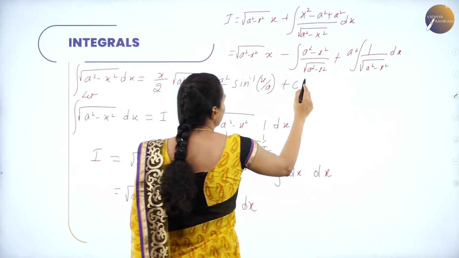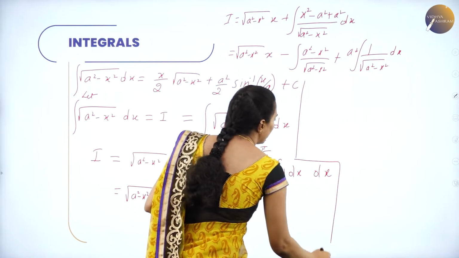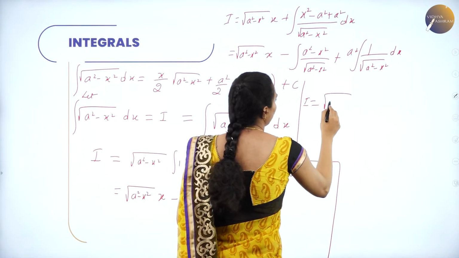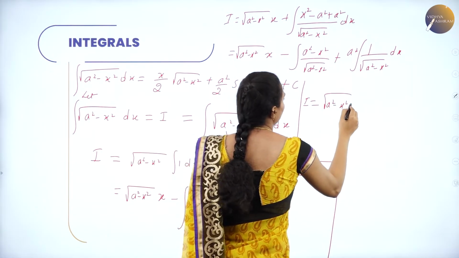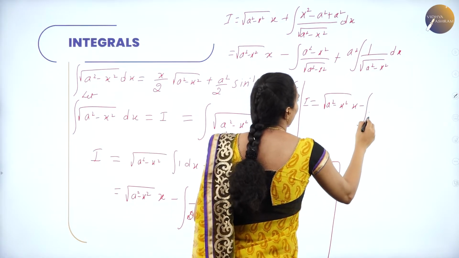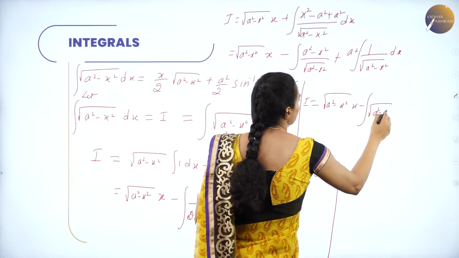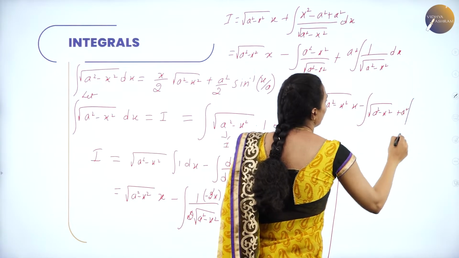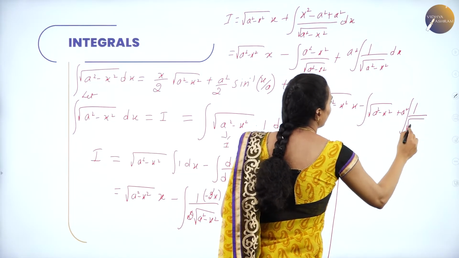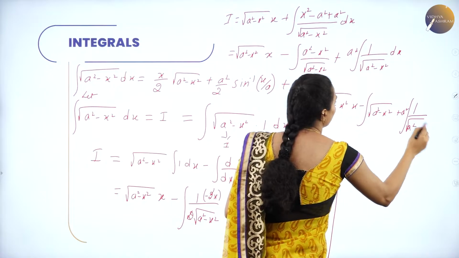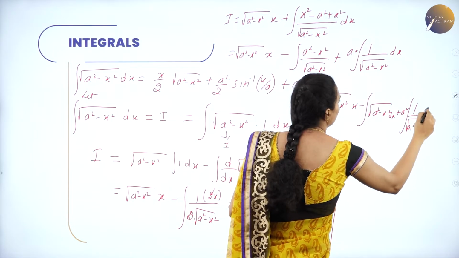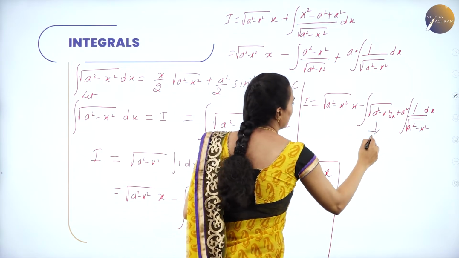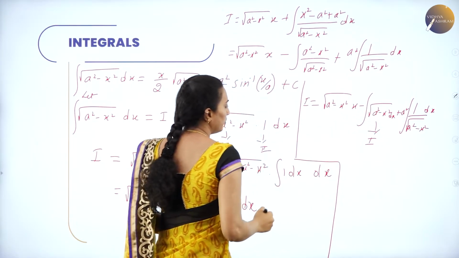Now what will this become, dear students? You are going to get I is equal to under the root a squared minus x squared into x minus under the root a squared minus x squared. I hope you are getting this one. Plus a squared into 1 divided by under the root of a squared minus x squared into dx. Now what happens? You can take this one as nothing but I. So I plus I will become 2I.